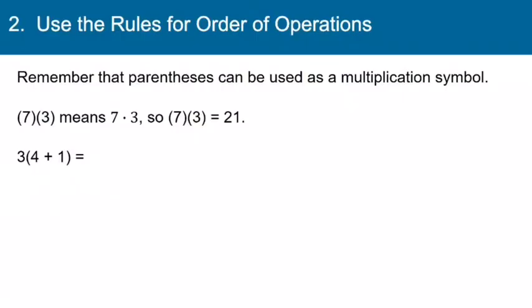So on a problem like this one where we have 3(4 plus 1), first we would perform the addition that's inside the parentheses. So this would become 3(5). And then we would recognize this is multiplication. So we would say 3 times 5 equals 15.